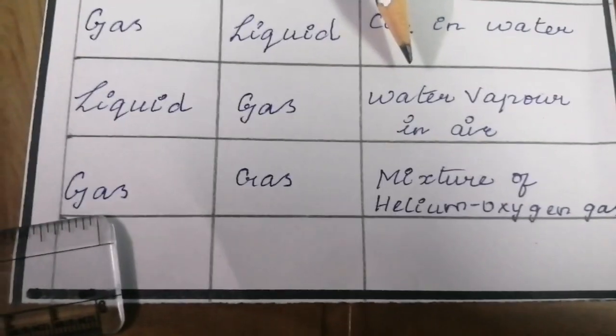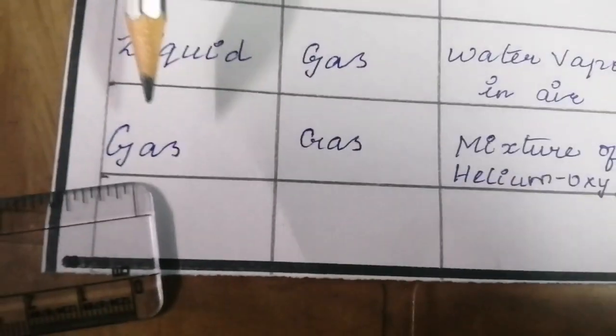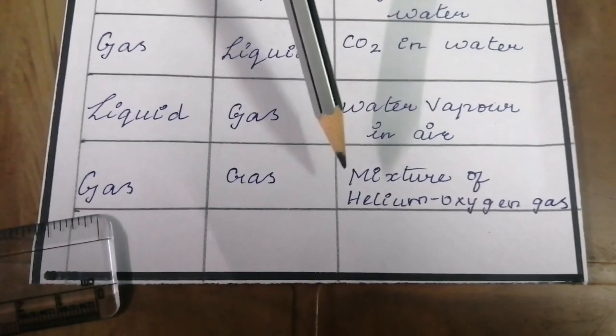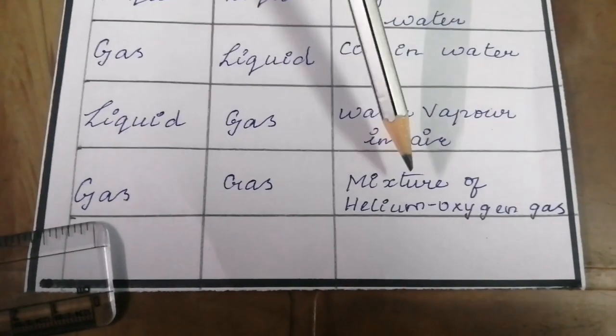So this is what example is water vapor and air, and both the solute and the solvent are gases. The example is a mixture of helium and oxygen gas. Yes, based on the type of solvent, suppose if I use water as a solvent, it is called an aqueous solution.